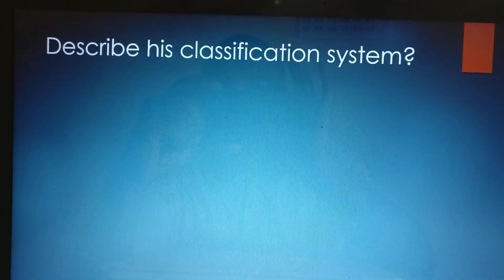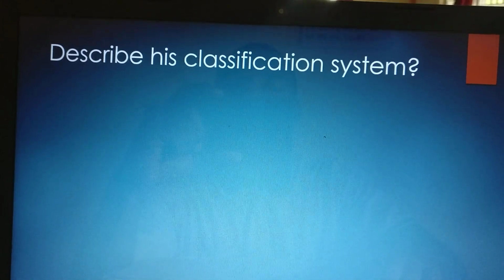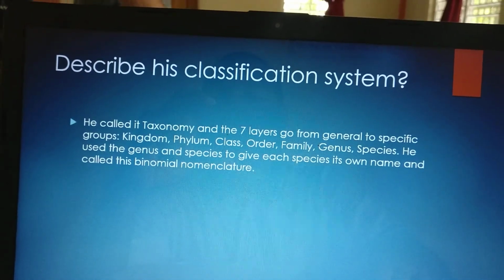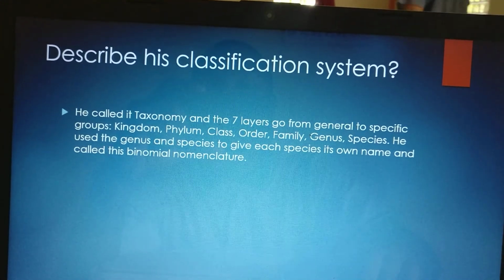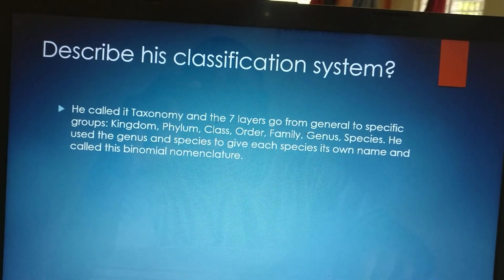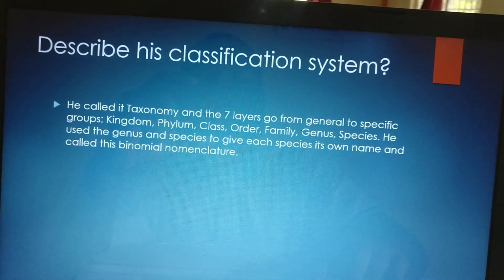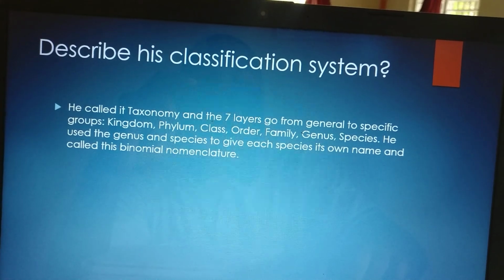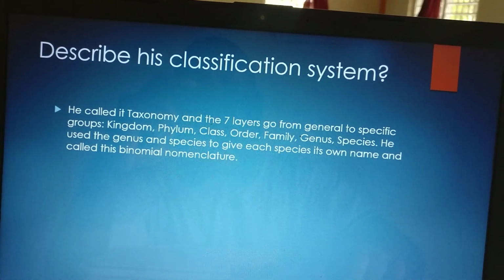So that was a bit about Carl Linnaeus. Now let's take a look at his system of classification. He called it taxonomy. So the system of classification is referred to as taxonomy, and the 7 layers go from general to specific groups. The first layer is the kingdom, followed by phylum, class, order, family, genus, species. He used the genus and species to give each species its own name and called this binomial nomenclature.